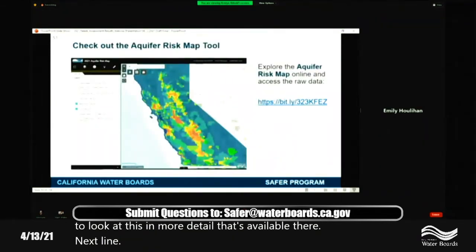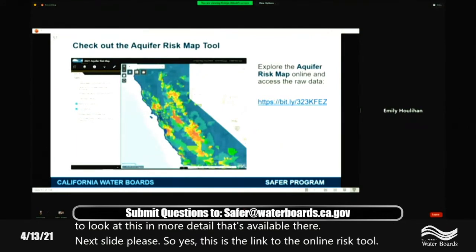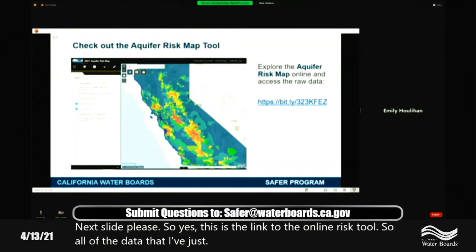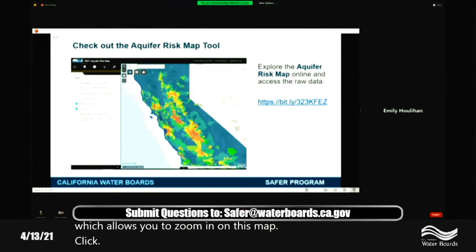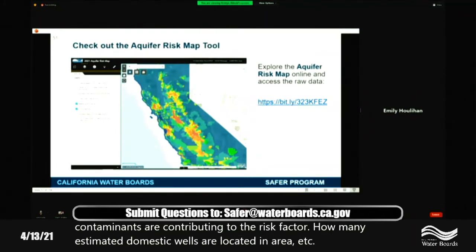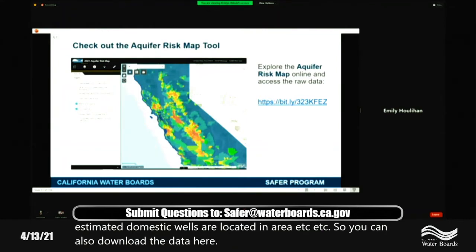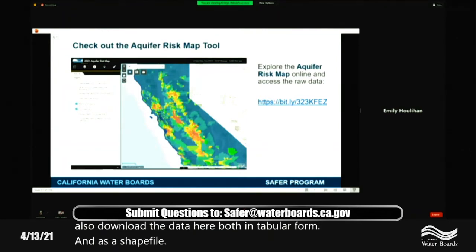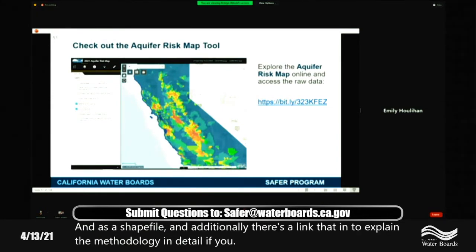Next slide, please. So yes, this is the link to the online risk tool. So all of the data that I've just explained is available as a web tool, which allows you to zoom in on this map, click on different areas, see the exact breakdown of which contaminants are contributing to the risk factor, how many estimated domestic wells are located in the area, et cetera. So you can also download the data here, both in tabular form and as a shapefile. And additionally, there's a link to explain the methodology in detail if you have any more questions about some of the methodology results I've shared today.